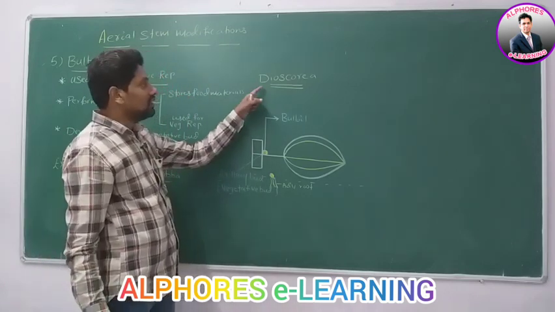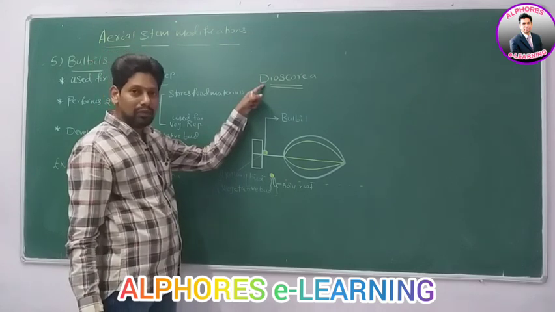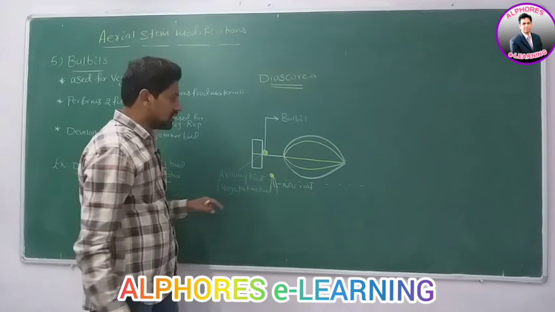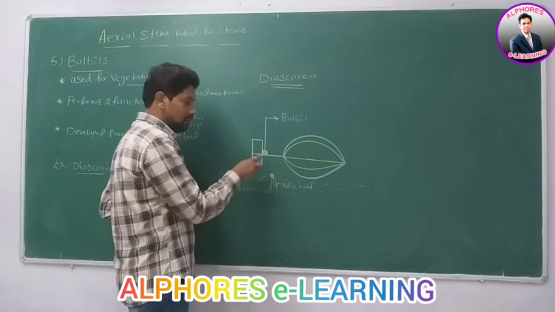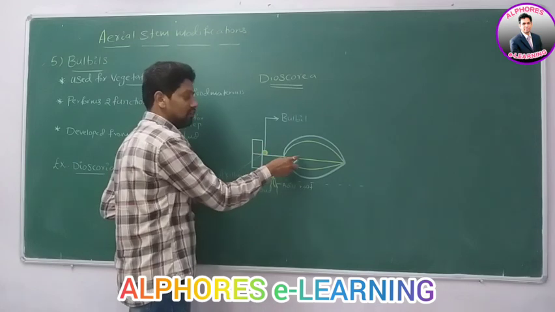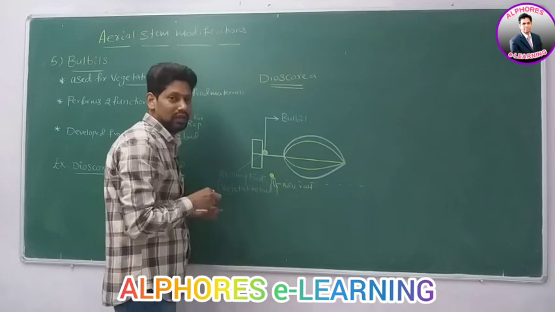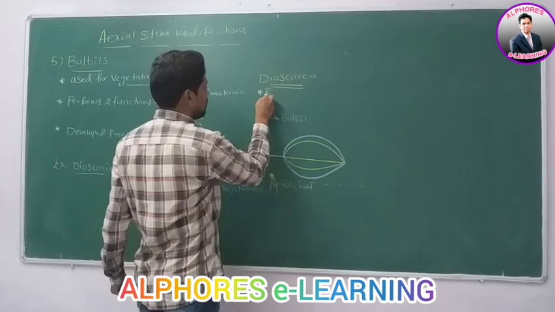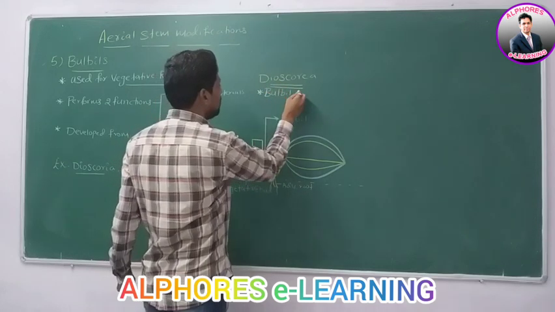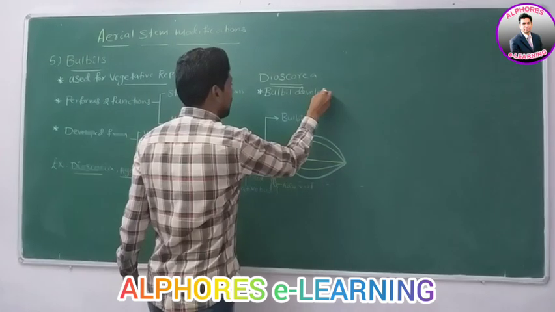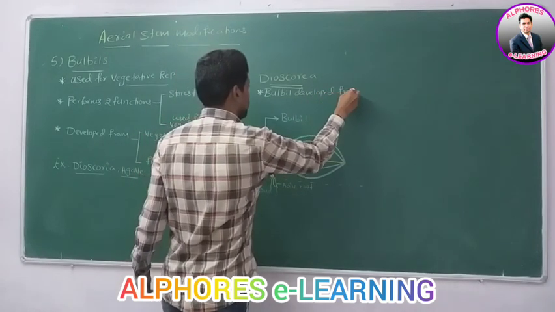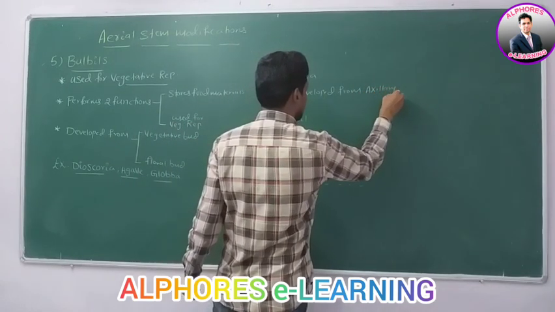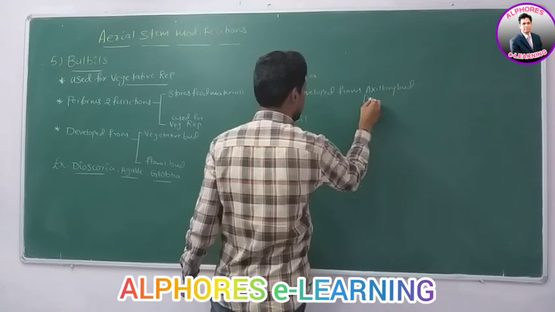Right. Now you tell me, in case of Dioscorea, bulbil is developed from which bud? Axillary bud, developed from a vegetative bud. Where is bulbil present in Dioscorea? Bulbil is present in the axil of what? Leaf. I am speaking about Dioscorea. Is it okay? Right. Bulbil is developed from axillary bud, from vegetative bud.